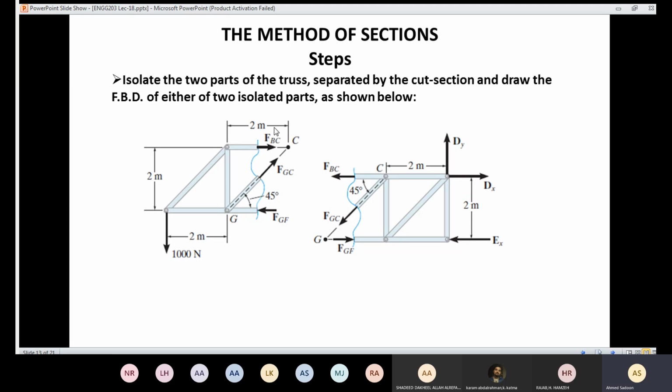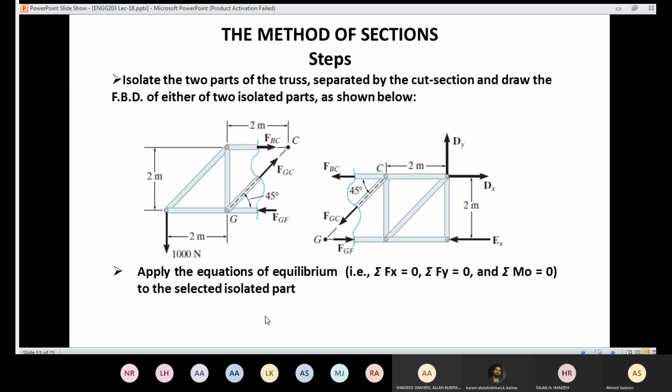So now I need to choose either the left part or the right part. If I'm going to use the left part, I'm now in a position to apply the equations of equilibrium. Summation of the forces in the x-axis should equal 0. The forces in the y-axis should equal 0. And the moment about any point should equal 0.